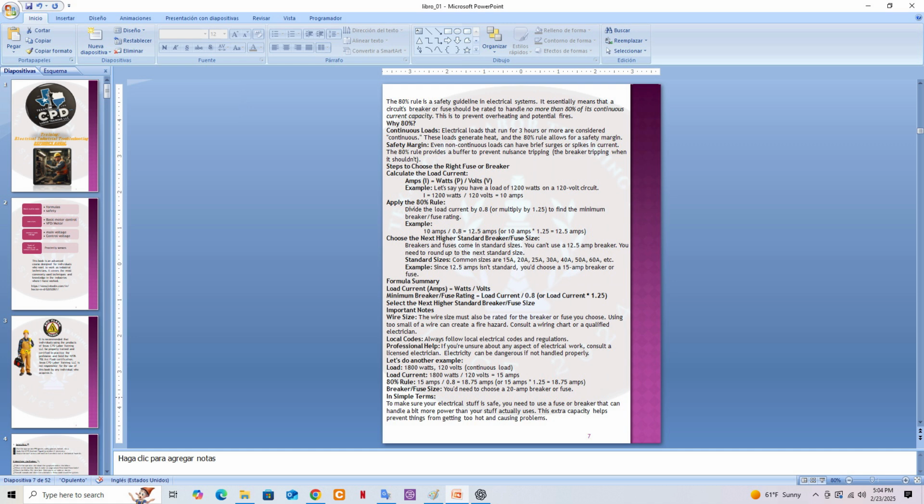Important notes. Wire size. The wire size must also be rated for the breaker or fuse you choose. Using too small of a wire can create a fire hazard. Consult a wiring chart or a qualified electrician.